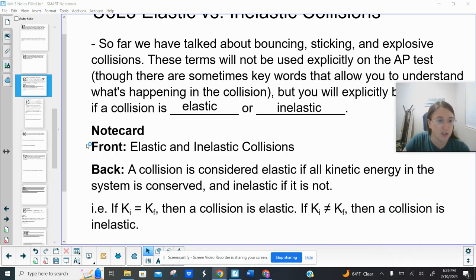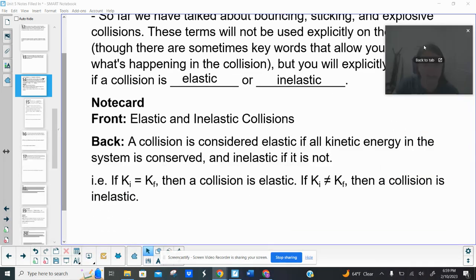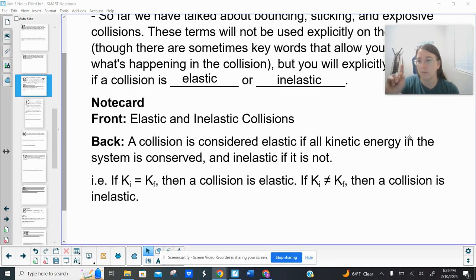So what I want you to do first is take a second to make your note card here for elastic and inelastic collisions. You can pause the video and then we'll continue afterwards. Okay, so an elastic collision, again, kinetic energy is the exact same. The total kinetic energy between both objects, if you add together their kinetic energies, is the exact same sum before versus after. That's considered elastic.